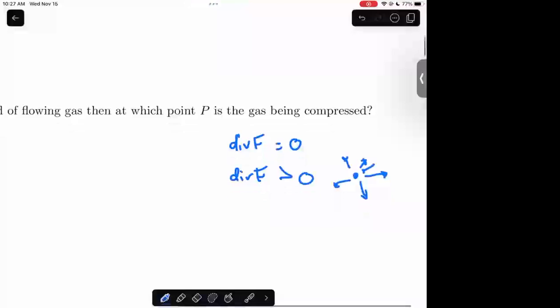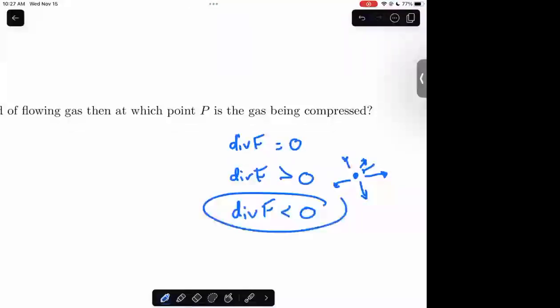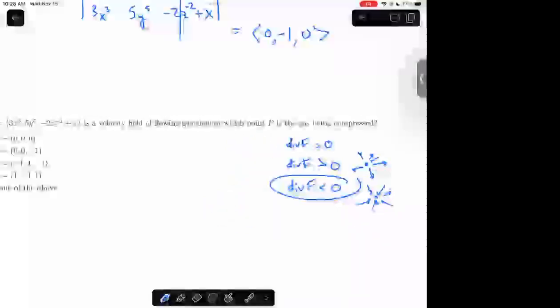What we're very much interested in, in this particular case, is when the divergence is less than 0. Because in that case, with the velocity field, there's going to be more coming in, more compression. There's more going in than there is going out. So we are looking for a divergence that is negative.